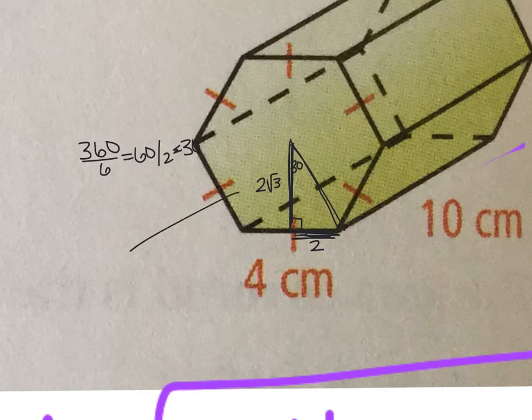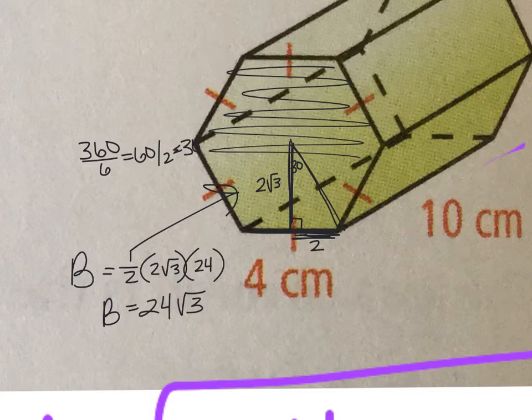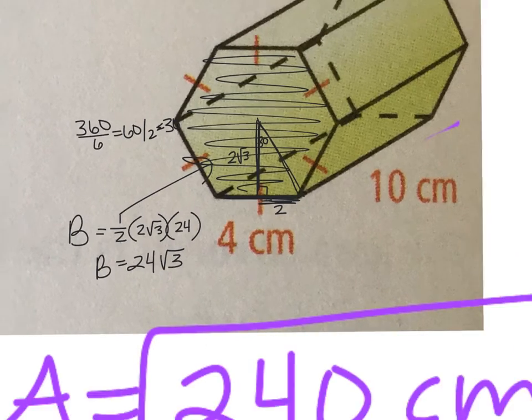So to find the area of this, which is the B, capital B, you would do 1/2 times your apothem times the perimeter, which we already said our perimeter is 4 times 6, or 24. So this would be, for capital B, 24 rad 3. Okay, so that's the area of the base. That's the area of this.